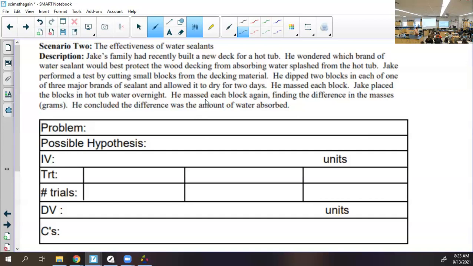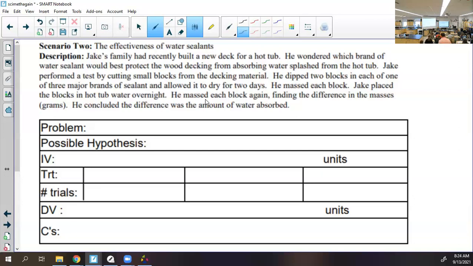Okay, let's check the lab partners. Do that part. I forgot. If your lab partner did not get done, we'll go over it. Nice. That's the thing you change. So which water sealant works best? So what we're going to change is the water sealant. So that goes right there. All right, I'll go here.